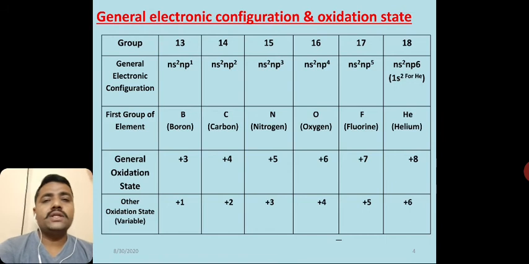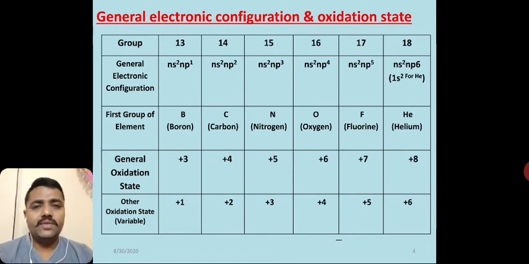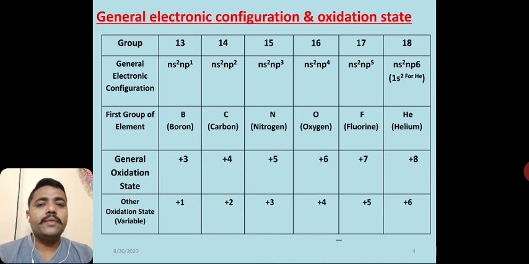How will you calculate its oxidation state? How will you calculate its valency? How many electrons are present in the last shell, or can it be completed, the octet?